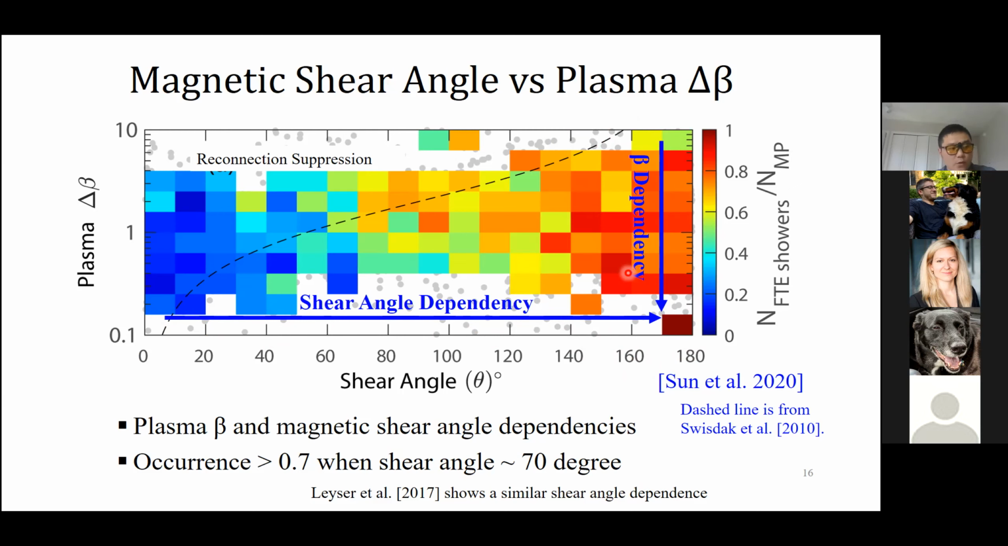One thing that we need to note is that even with a very small magnetic shear angle, as shown here, around 70-degree magnetic shear angle, the occurrence of the FTE shower is very high, more than 70%. It also needs to be noted that in a previous study, Lee et al., they showed a similar shear angle dependence, but they did not investigate the plasma beta dependence.